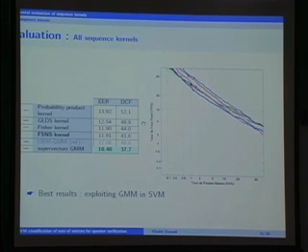Now it's the evaluation of all the kernels that I have talked about so far: probability product kernel, GLDS, Fisher kernel, FSNS, UBM, and the support vector GMM.